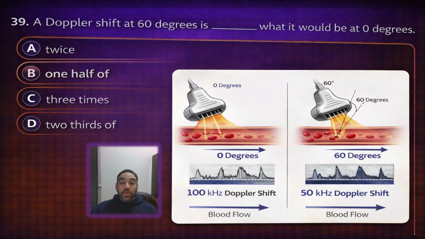There's a clinical connection here. This is why velocity errors increase dramatically at higher angles. At 60 degrees, you're already working with only half of the maximum possible Doppler shift. So above 60, things become very unstable.